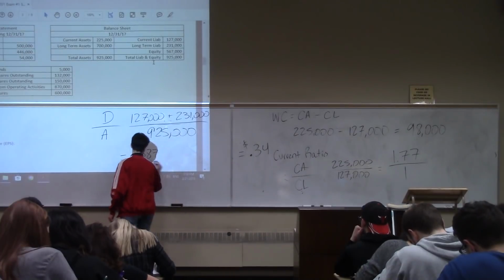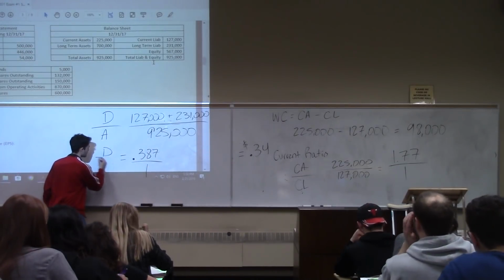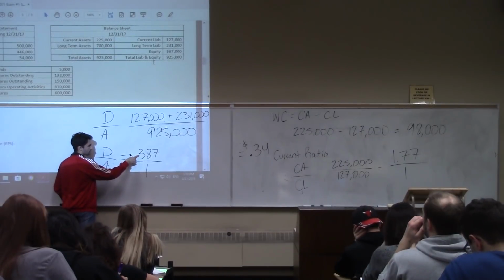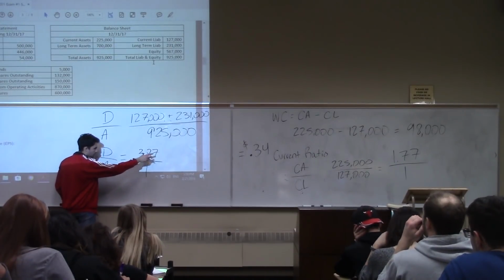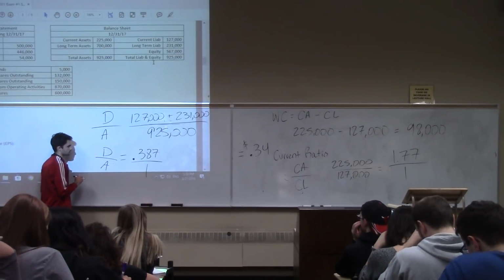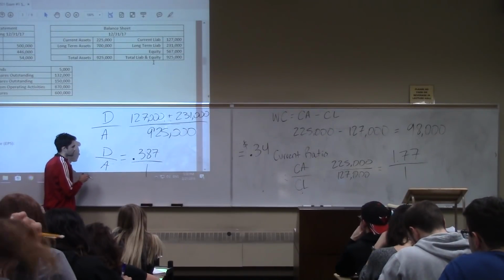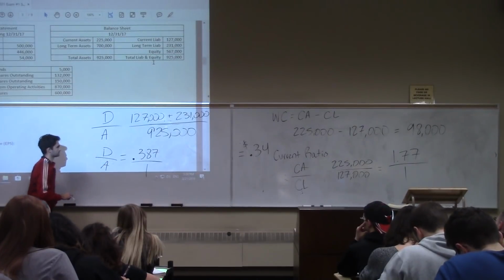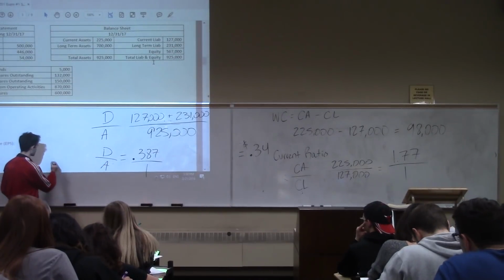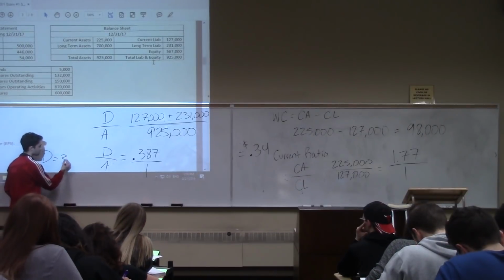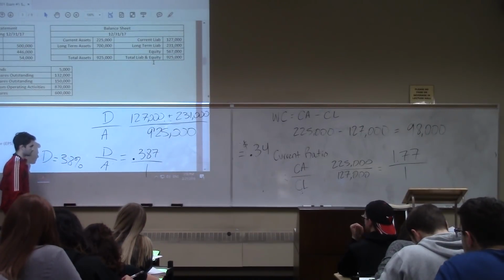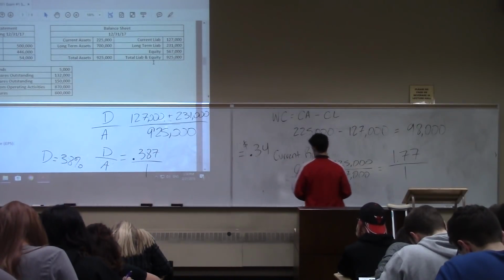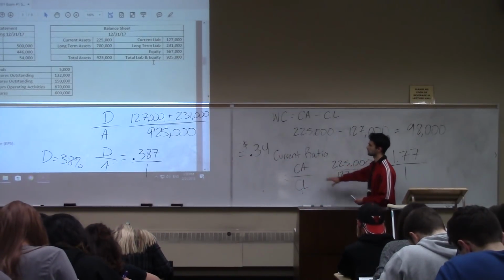And again, this is how I understand it. Debt over assets: for every $1 in assets, 0.387 is debt. That sounds weird. So for every $1 in assets that we have, we've got 38 cents in debt. Or you can think of it, debt is 38% of our assets. And it's pretty similar to the current ratio.